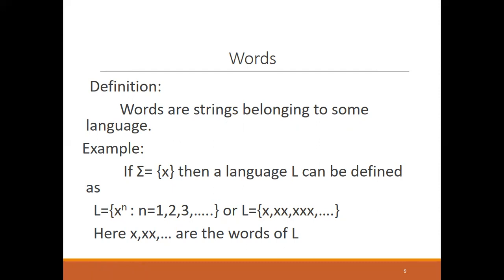You have already made the rule that in this language only the words x raised to power n can be included. No other word will be part of this language. So the strings that belong to this language will be called the words. Otherwise, all other concatenations will be considered as strings. So if n is equal to 1, we will have a word of length 1, that is x. If n is equal to 2, we will have a word of length 2, x x, and so on. Here x, x x, x x x are the words of L.